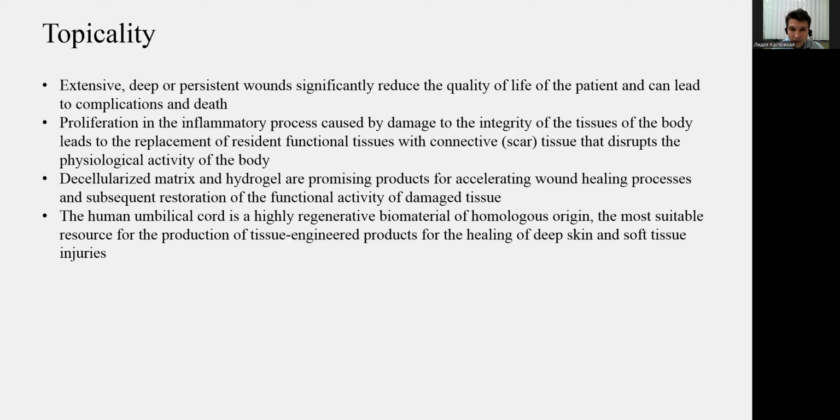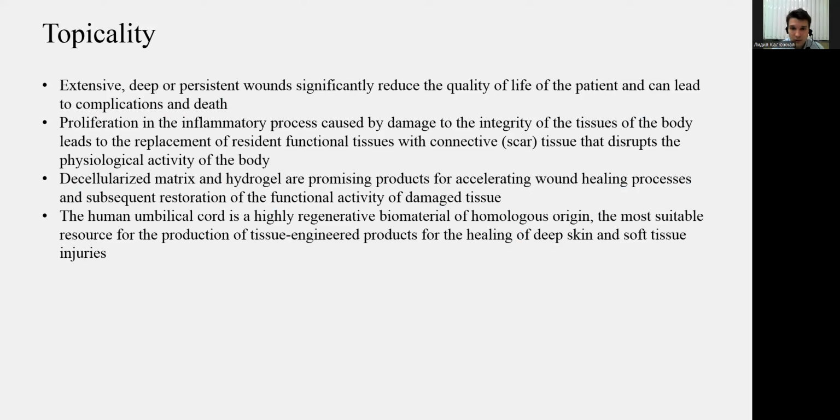A promising method of regenerative medicine that avoids the consequences of injuries is the use of tissue-engineered acellular structures made of biological tissues. They can be represented as a 3D matrix or hydrogel. The procedure of removing cells from the material is called decellularization, and the resulting product is a matrix. Its transformation into a hydrogel is called solubilization.